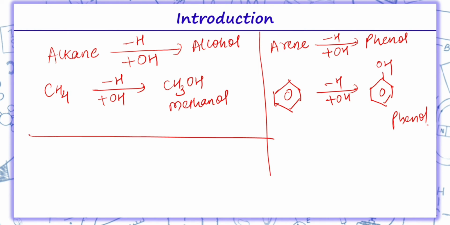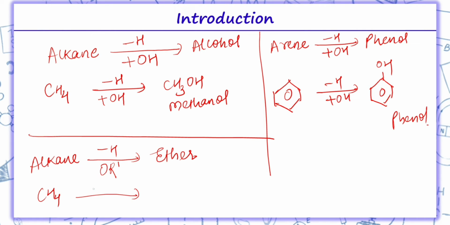Now the next is ethers. We have an alkane, so if an alkane hydrogen is substituted by an alkoxy group, we get an ether. For example, we have CH4, here hydrogen is replaced by an alkoxy group, we will get CH3OR', this is known as an ether.